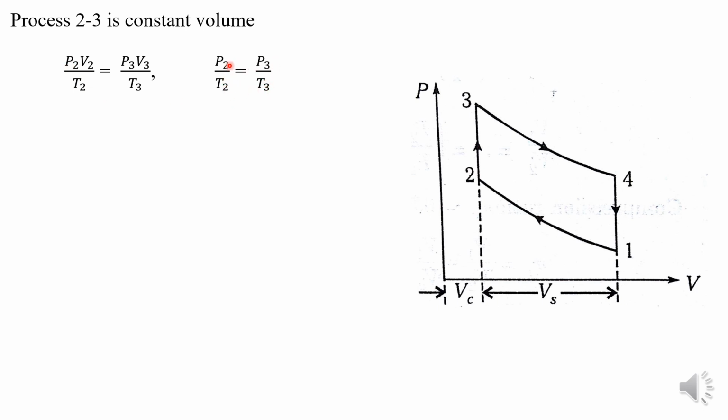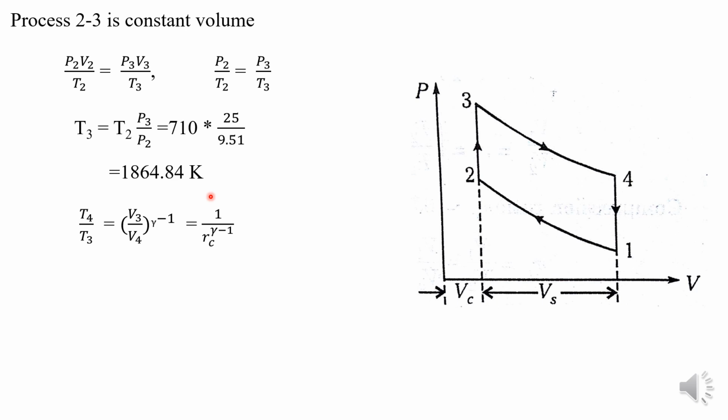So P2 value you know, T2 you know, T3 you know. So just use this relation and get the value of T3 in terms of Kelvin. Remember, temperature you should substitute in Kelvin. So you will get temperature like this, T3. Now remaining is T4.